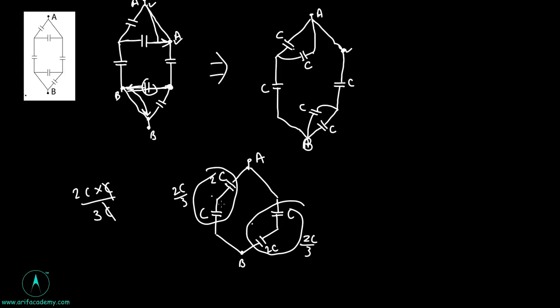and these two branches are in parallel. So equivalent CAB equals 2C by 3 plus 2C by 3, 4C by 3. So this is the equivalent capacitance between points A and B.